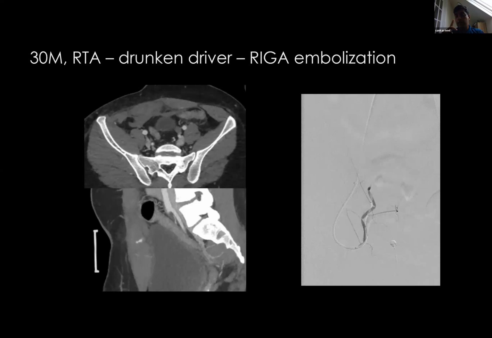A 30-year-old male came in on one of my calls post-trauma. Now, this particular patient had a very common injury, which was a seatbelt injury, the horizontal bit of the seatbelt at the bottom. Now, he had an active extravasation from the inferior epigastric artery, the right inferior epigastric to be precise, and it was actually going into the intraperitoneum, right?